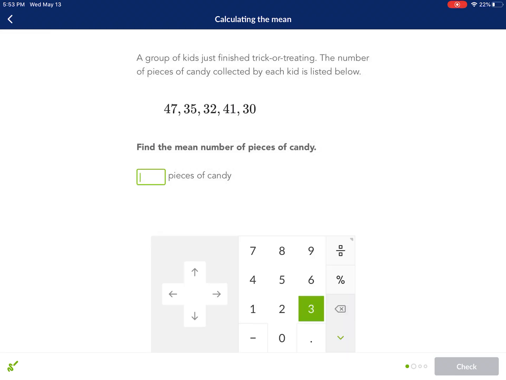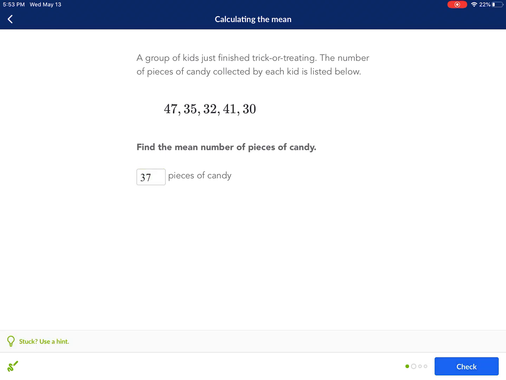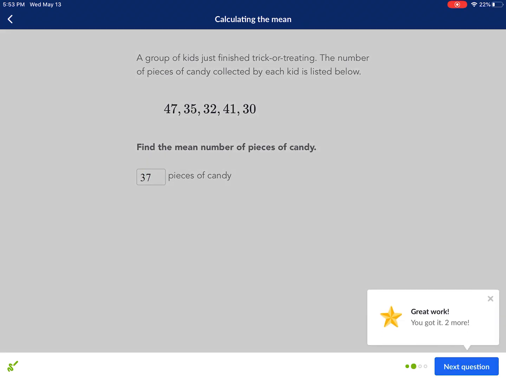So I'm going to type in there 37 and check it. Woohoo! Great work. You got it.